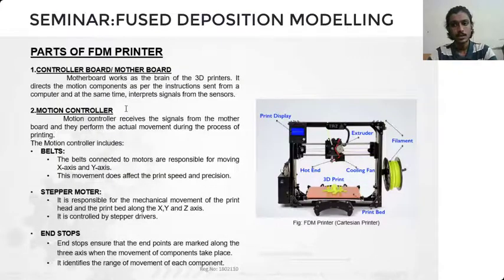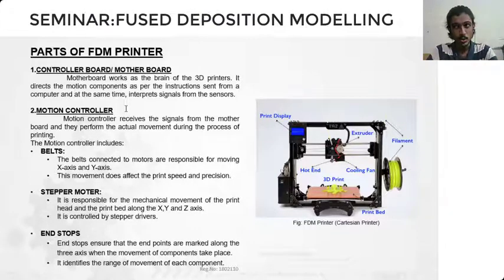Now let's take a look at the various parts of the FDM printer. The image shown here is a Cartesian printer. Let's discuss the types of printer in the upcoming slides. First, the main part is the control board or the motherboard. The control board actually acts as the brain of a 3D printer. It contains all the data, it interprets all the signals from the sensors, and it commands all the other components to perform their respective operations. It acts as an overall governing system for the printer.